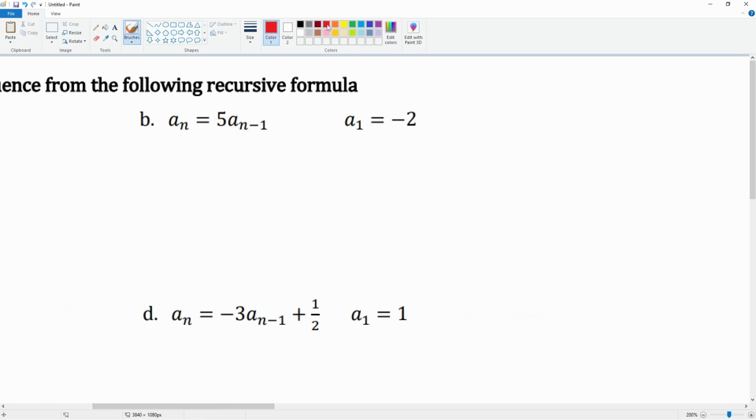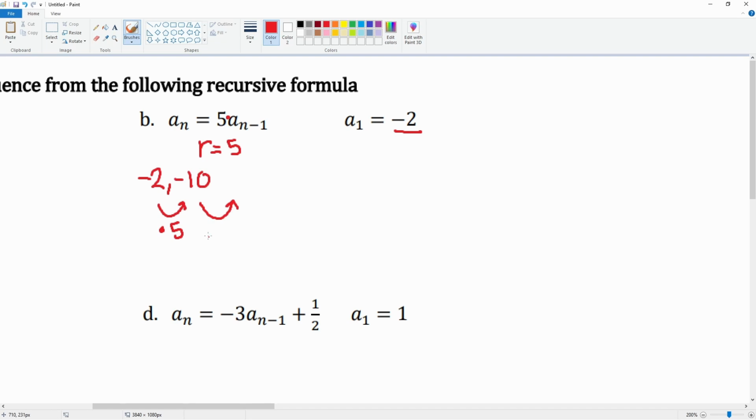Here, for B, we are given the first term right here as -2, so let's just write that. Then we see that there is a -5 in front that is being multiplied. That means there's a common ratio of -5. So to get to your next term, you multiply by -5. So -2 times -5 is 10.